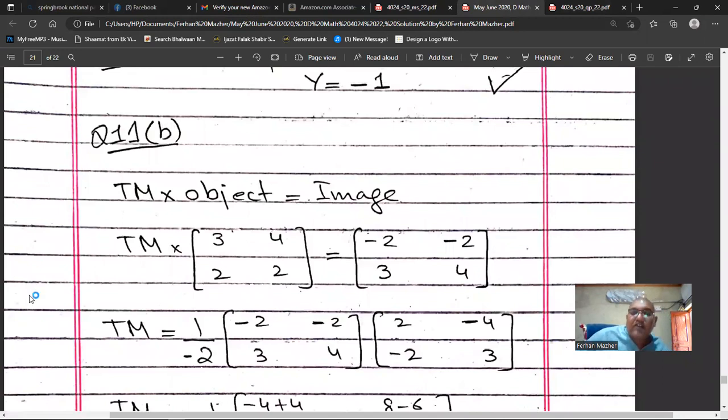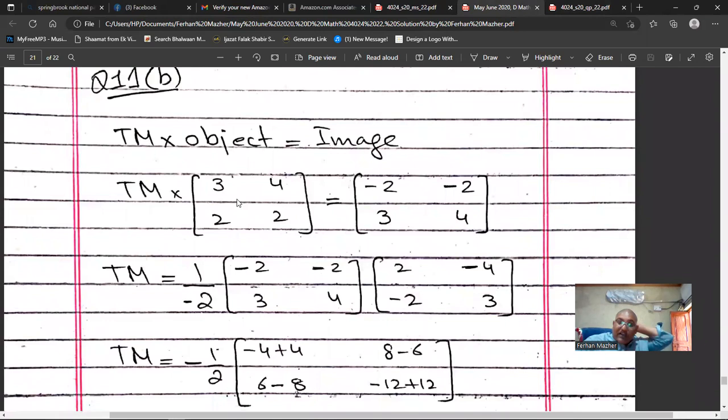So transformation matrix multiplied by the object is equals to the image. I will take 2 points on an object that is (3, 2) and (3, 4)... (3, 2), (4, 2). I will take the image of the same points, and that is from the figure C: (-2, 3), (-2, 4). I want to find out the transformation matrix, so I will take this matrix to the other side.